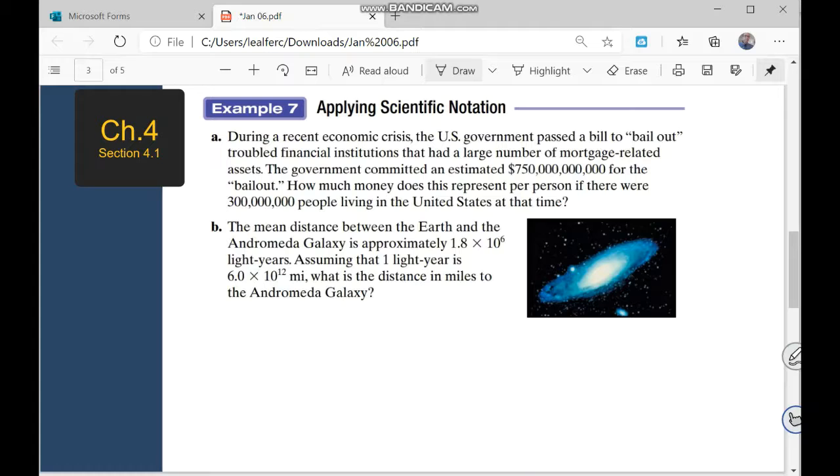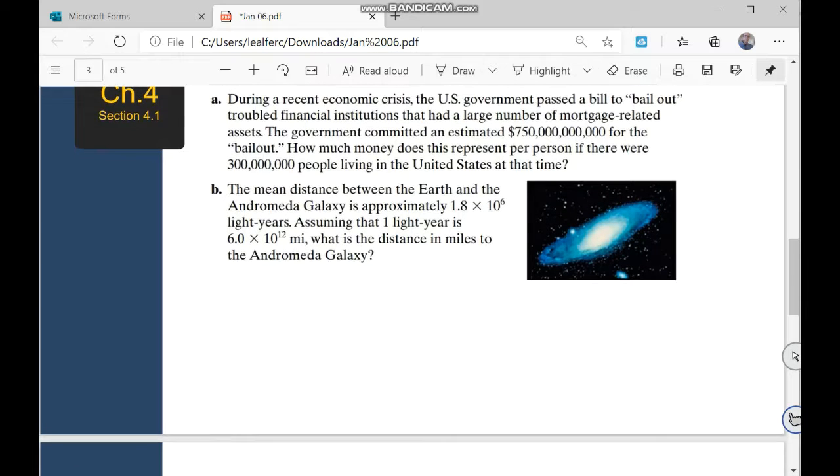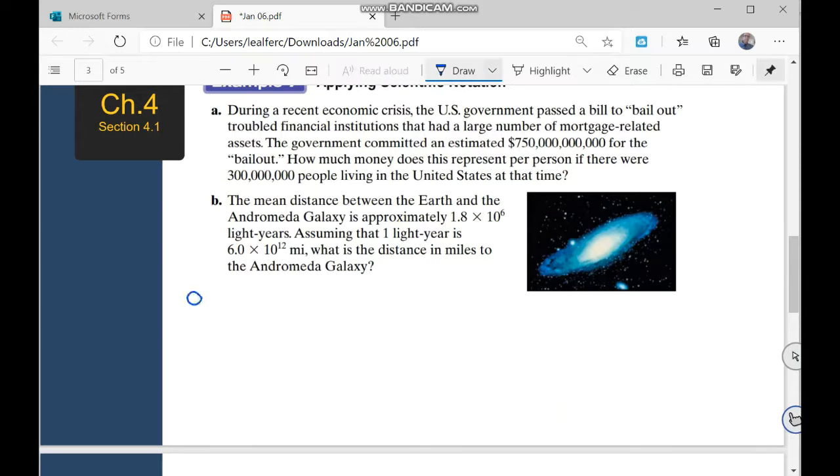Let's check this out. This is the first one, letter A. There's a story here that during a recent economic crisis, the U.S. government, and so on, and you don't need to get involved in the whole context, okay?